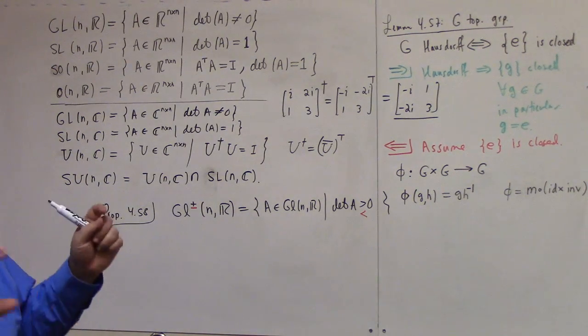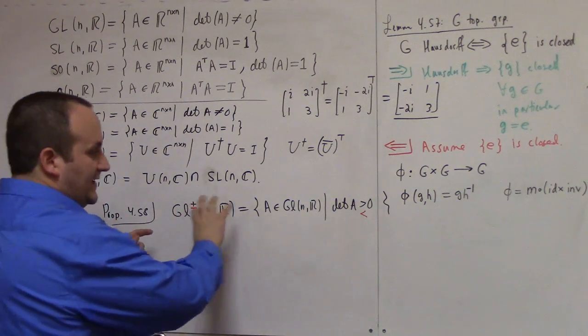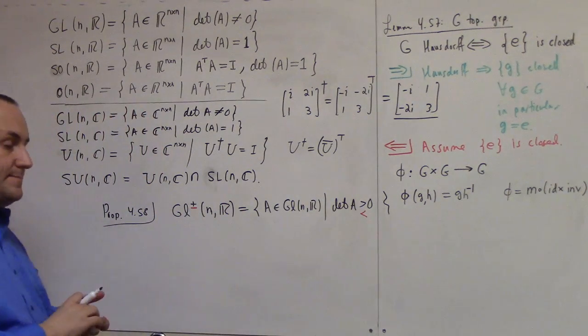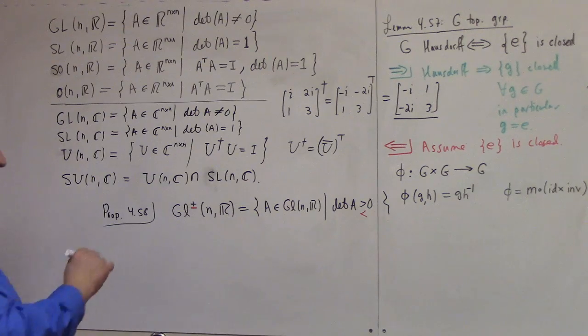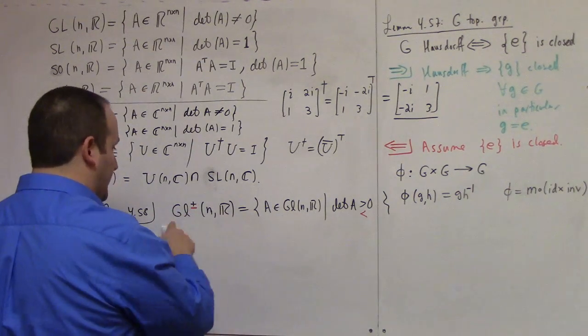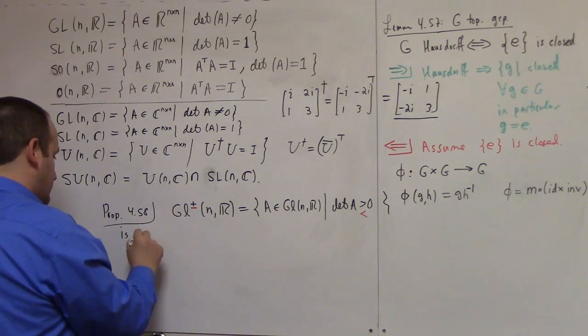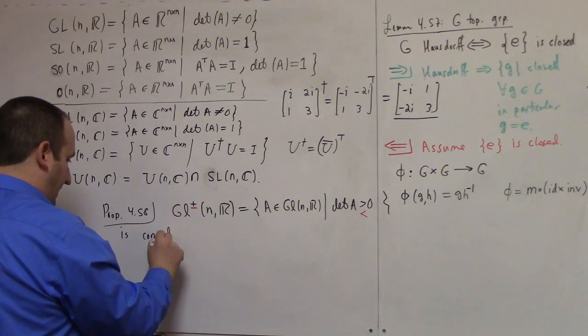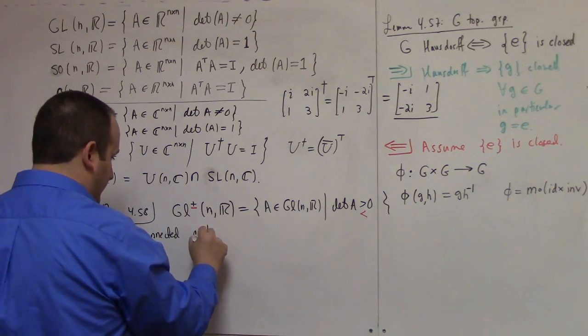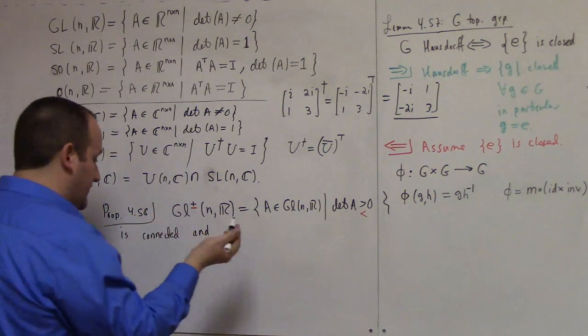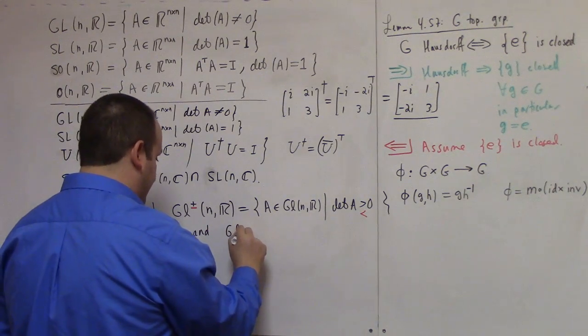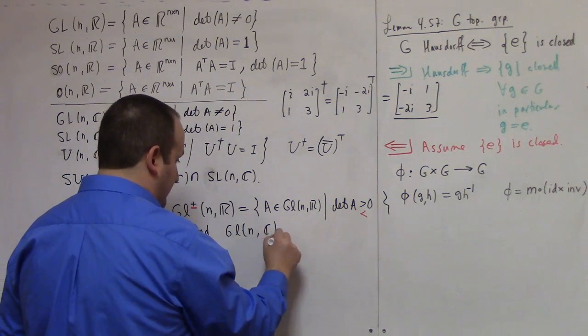However, those different things are in fact the connected components like we talked about before. So this GL plus or minus is connected, and separately, either the plus or the minus, obviously. GLN C is connected.